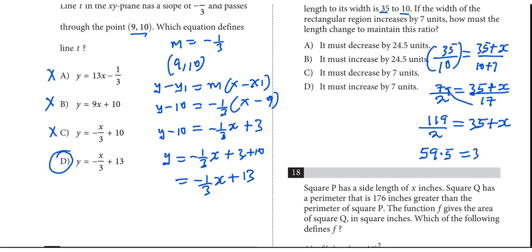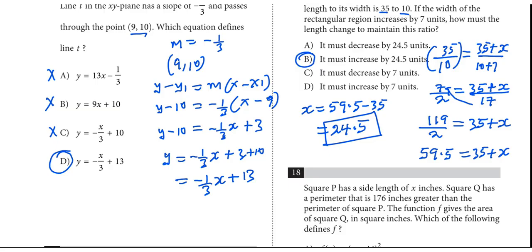59.5 will be equal to 35 plus X. So now we can subtract 35 from both sides. Then X will be equal to 59.5 minus 35. So if you do this subtraction, it's going to give us 24.5, which is the answer to this question, and option B has it.